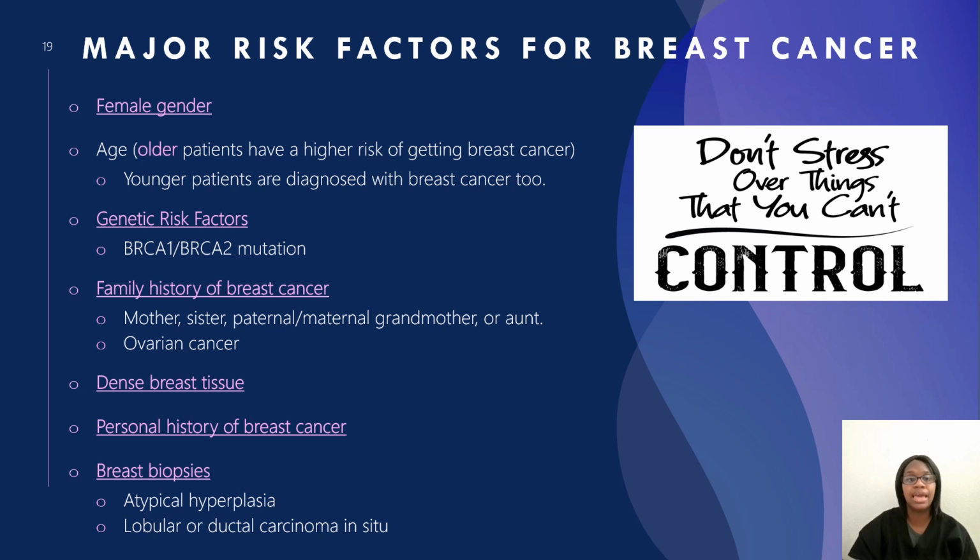You also have age. Older patients have a higher risk of getting breast cancer, although younger patients are diagnosed with it too. Your genetic risk factors, such as your BRCA1, BRCA2 gene mutation, family history of breast cancer, whether it's your mother, sister, paternal or maternal grandmother or aunt, and then a history or family history of ovarian cancer. If you have dense breast tissue, personal history of breast cancer, atypical hyperplasia breast biopsies.